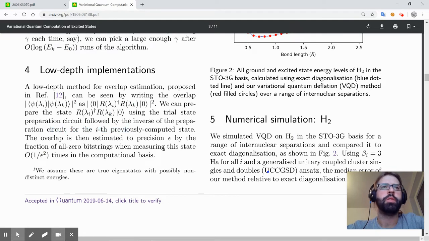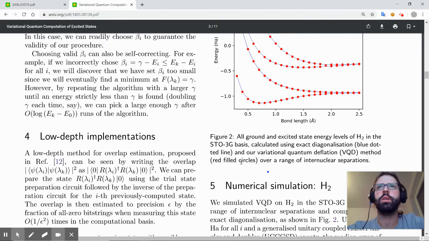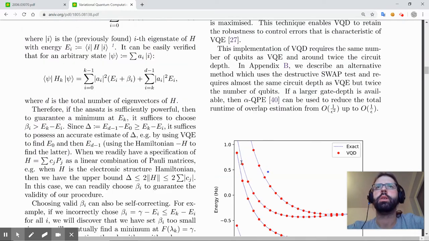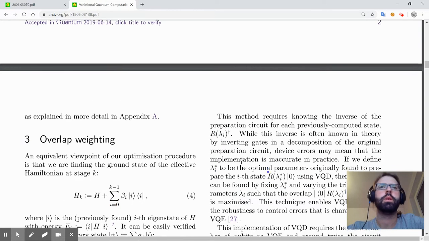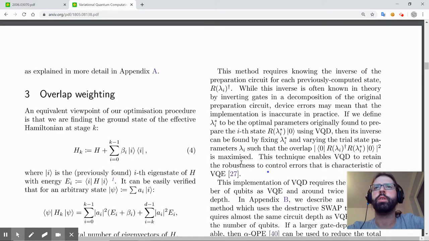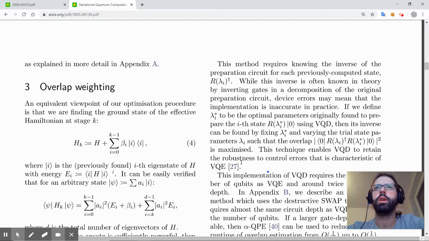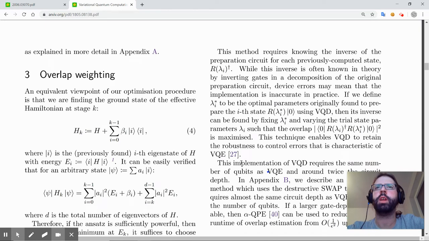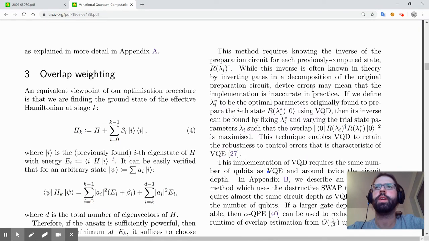The overlap is estimated with precision by the fraction of all 0 bit strings when measuring this state in the computational basis. So these are true eigenstates with possibly non-distinct energies. This method requires knowing the inverse of the preparation circuit for each previously computed state. While this inverse is often known in theory, by inverting gates and the composition of the original preparation circuit, device errors may mean that the implementation is inaccurate in practice.